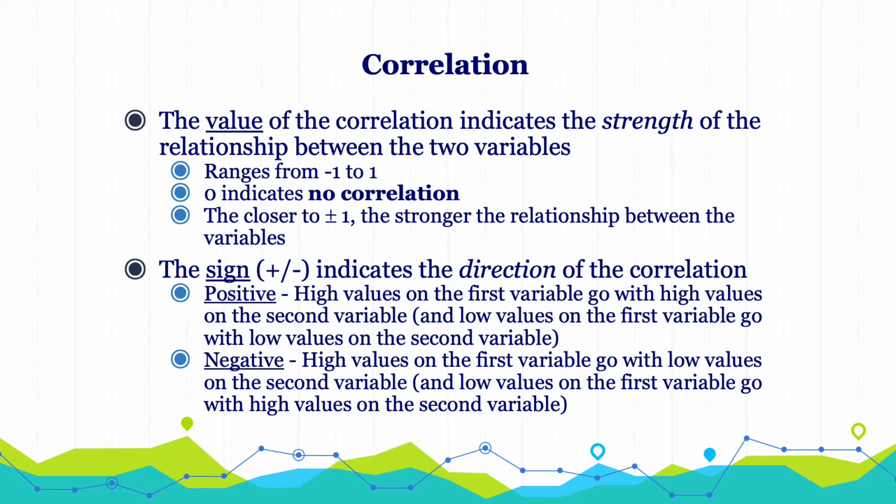The negative is when high values on the first variable go with low values on the second variable, and low values on the first variable go with high values on the second variable. So this is the sunlight and depression example. High values on depression are associated with low values on sunlight, whereas low values on depression are associated with high values on sunlight. So they don't match, and it's a negative relationship.